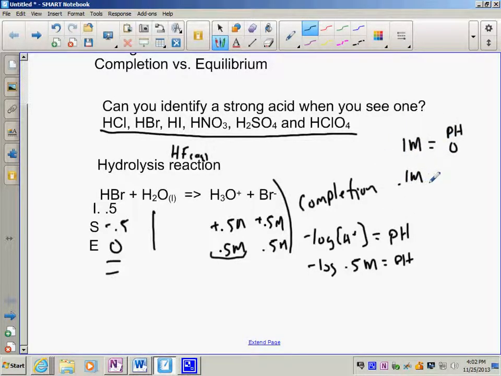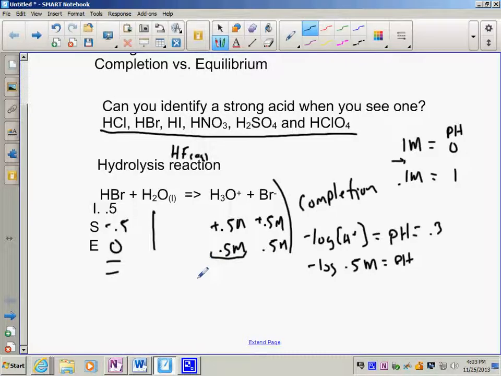A 0.1 molar solution would have a pH that is 1. So we're in the middle, and it's not going to be exactly, because it's an exponential scale, but we're somewhere between 0 and 1. So if I take my calculator and type in the negative log of 0.5, you get 0.3. And so this is going to be equal to a pH of 0.3. Obviously very acidic.